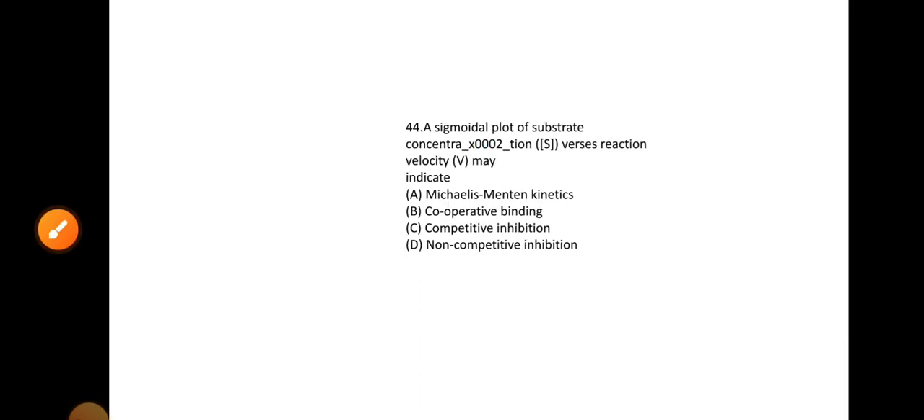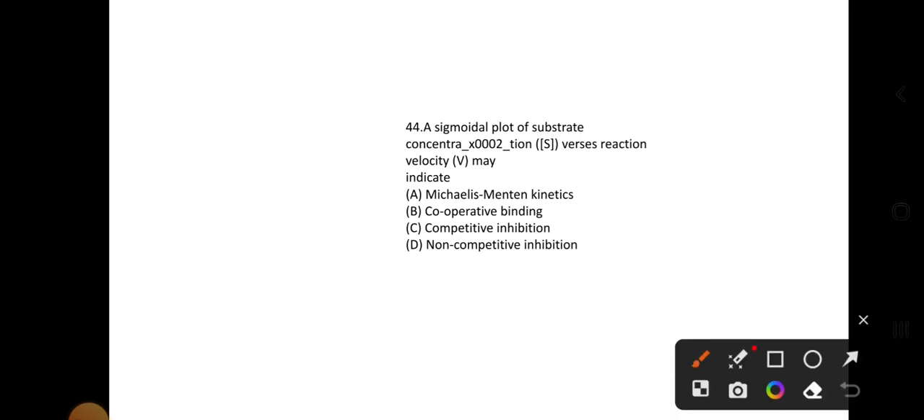Then 44. A sigmoidal plot of substrate concentration S versus reaction velocity may indicate Michaelis-Menten kinetics, cooperative binding, competitive inhibition, or non-competitive inhibition. 45. Reversible non-competitive enzyme inhibition: Vmax is increased, Km is increased, Km is decreased, concentration of active enzyme is reduced. So you need to remember all these competitive and non-competitive enzymatic inhibitions.